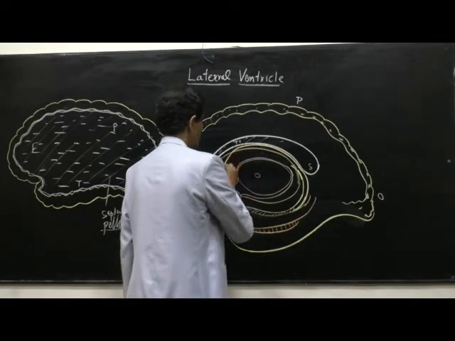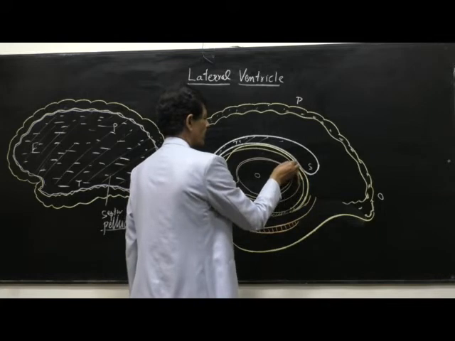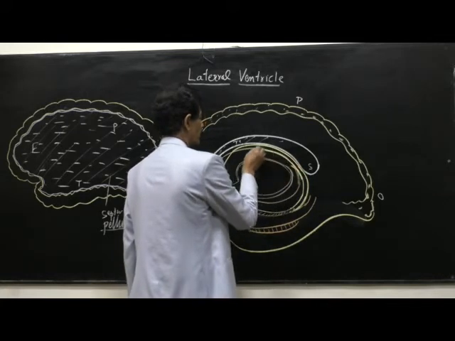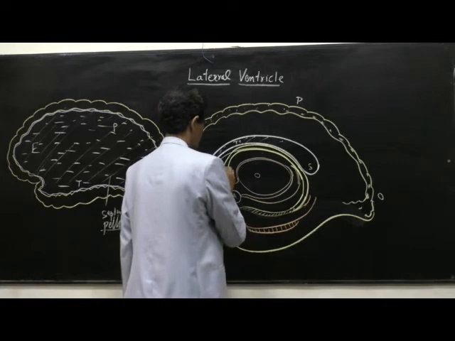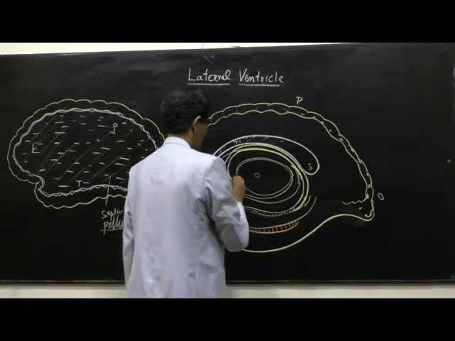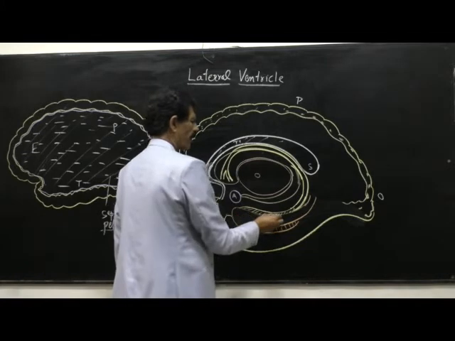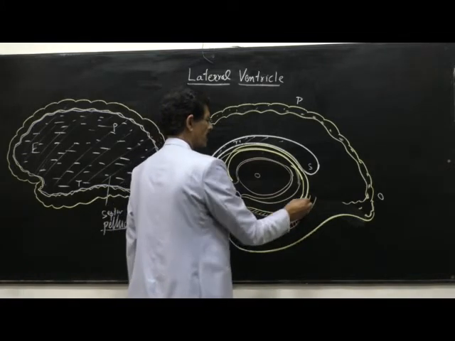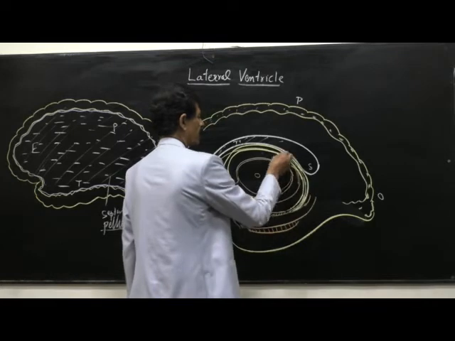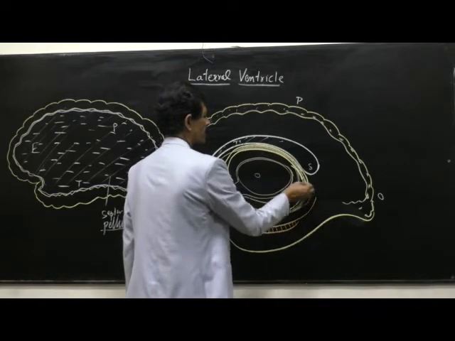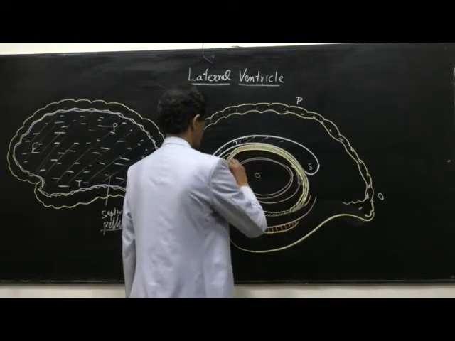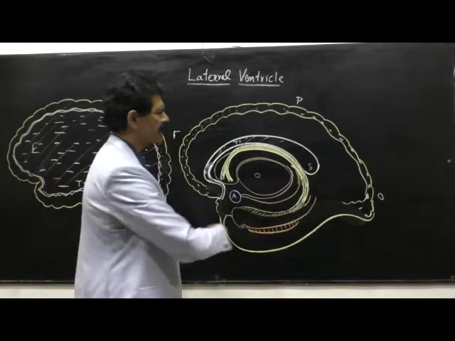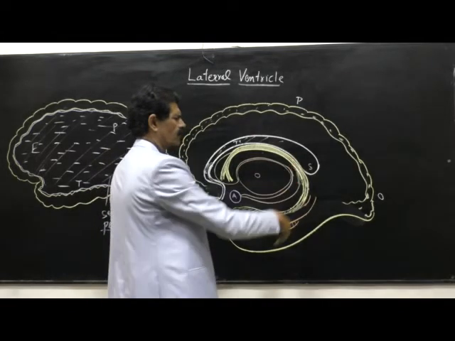And anteriorly it is split into two columns of the fornix. So this is the white matter: the fimbria, the crus, and this is the body of the fornix. And then anteriorly the columns, which end in the mammillary bodies. So this structure develops later on.